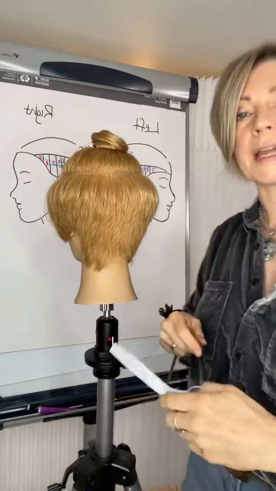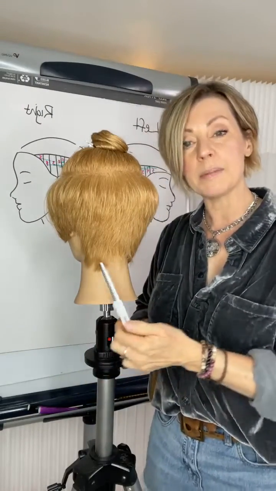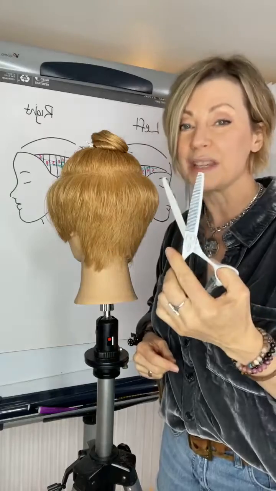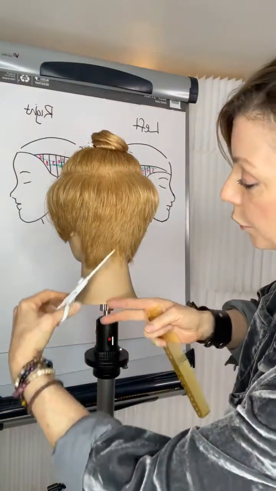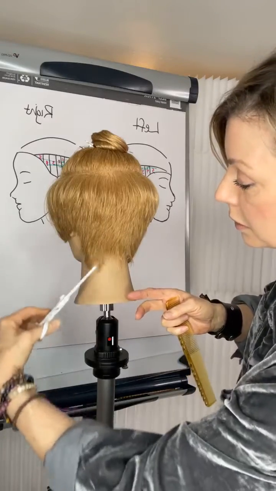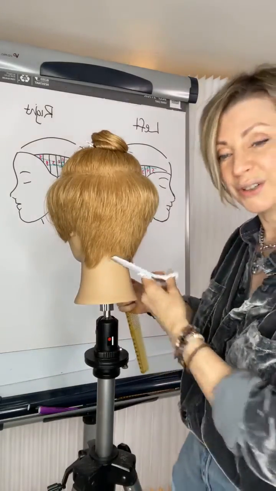Just like any blade, the more you go in vertically, the softer your line will be. If I come in and go horizontal, even with the texturizer, I'm going to get a line. So I'm going in more in a vertical manner, and when I need to remove more length, I will turn horizontal.